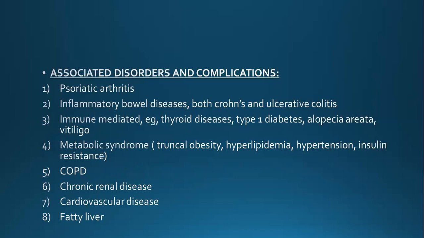Now, there are some associated disorders and complications: psoriatic arthritis, inflammatory bowel diseases, both Crohn's and ulcerative colitis, immune-mediated diseases, for example, thyroid diseases, type 1 diabetes, alopecia areata, vitiligo, metabolic syndromes like truncal obesity, hyperlipidemia, hypertension, insulin resistance, chronic obstructive pulmonary disease, chronic renal disease, cardiovascular disease, and fatty liver. That is, if you see, it's not just a pure disease of skin, it involves a lot of other organs, rather almost all the other organs of the body.